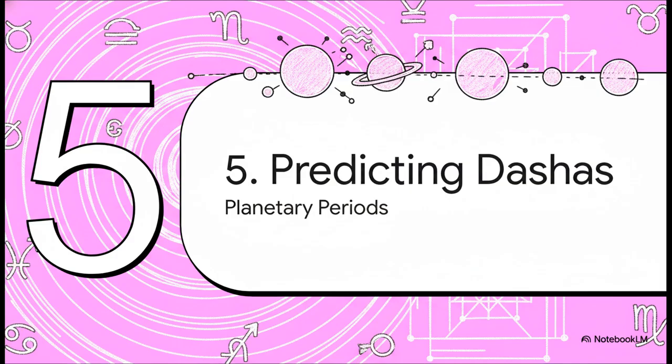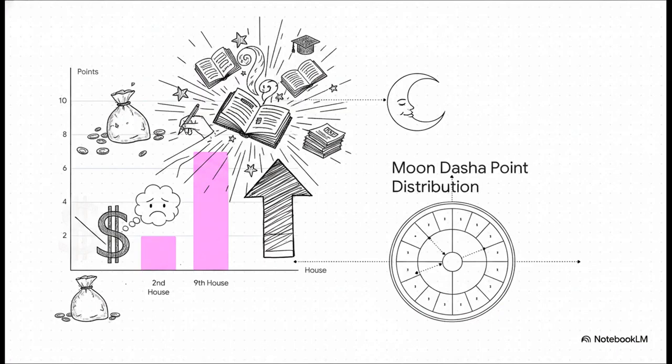Finally, Section 5, Predicting Dasha Results. Let's look at how this reshapes our view of major planetary periods. When you enter a new dasha, you obviously want to know what's coming. Let's look at a moon dasha example. You've got to see how the moon distributes its points across your 12 houses. In this case, the moon gives a measly 2 points to this second house of wealth. Math says this dasha is simply not going to make you rich.